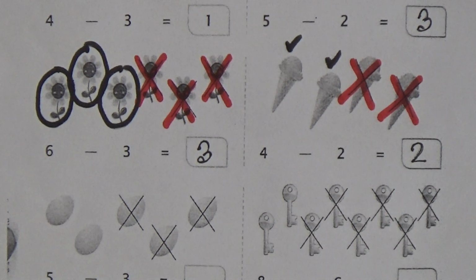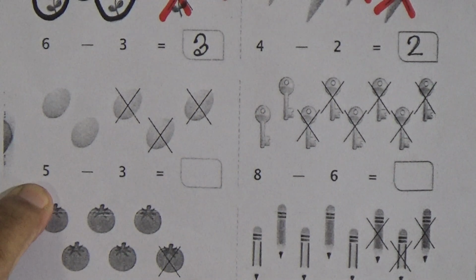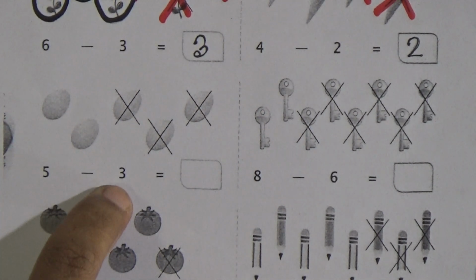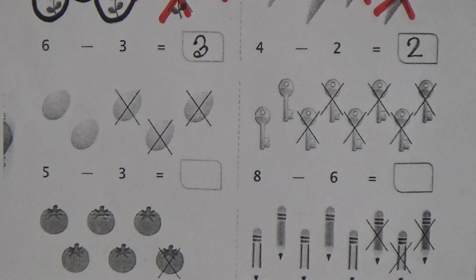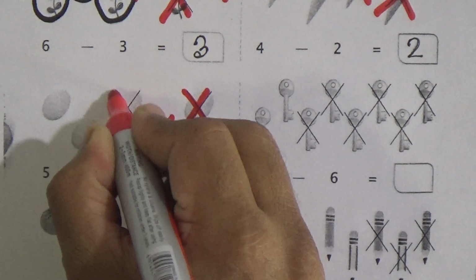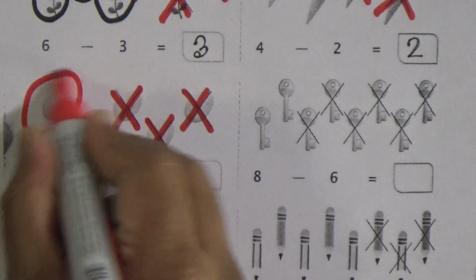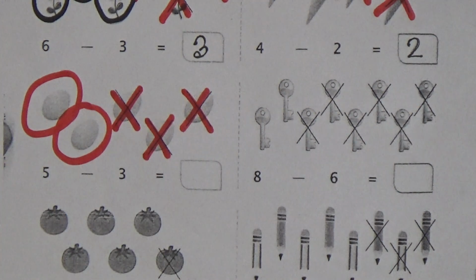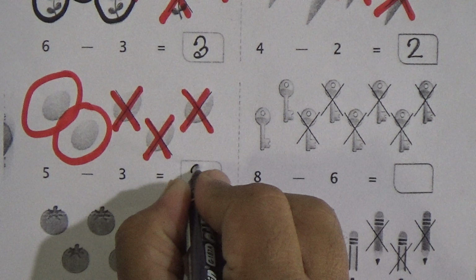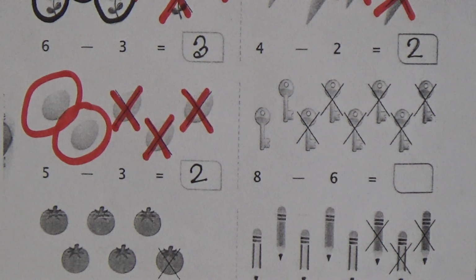The next figure is of some eggs. 1, 2, 3, 4, 5 eggs are there. And from these 5 eggs, we need to omit 3 eggs. Now cross 3 eggs. 1, 2, 3 eggs are omitted. Now how many remain? The remaining are 1, 2. There are 2 eggs remaining. So we should write down 2 in this box. This means that 5 minus 3 is equal to 2.